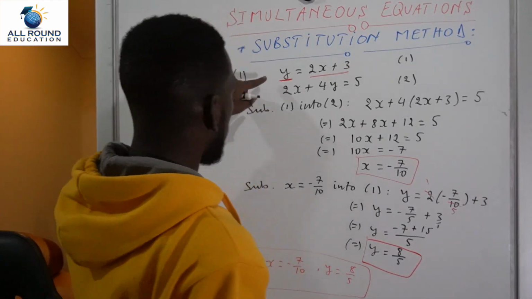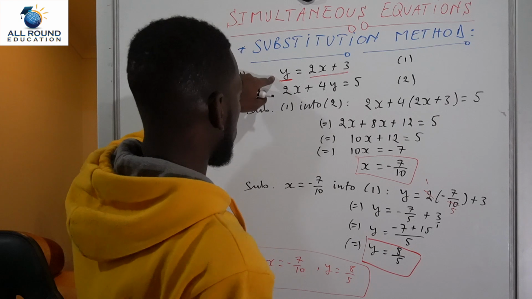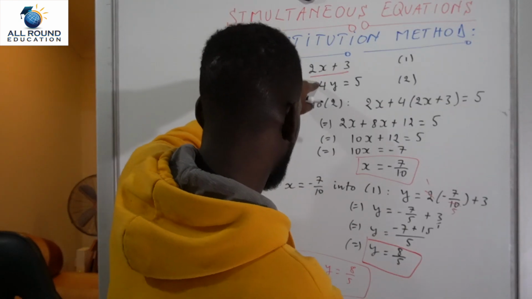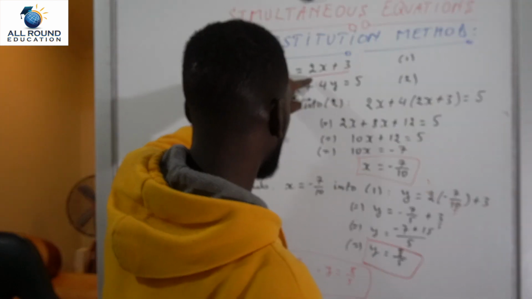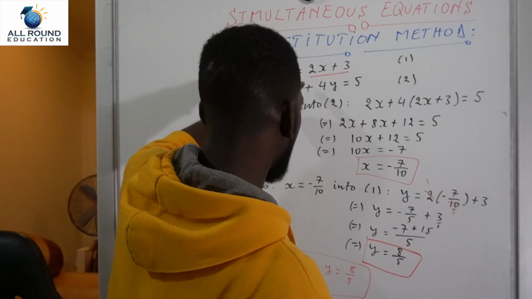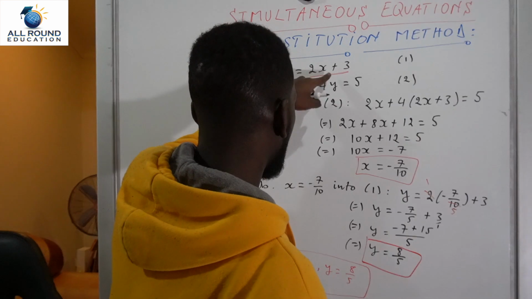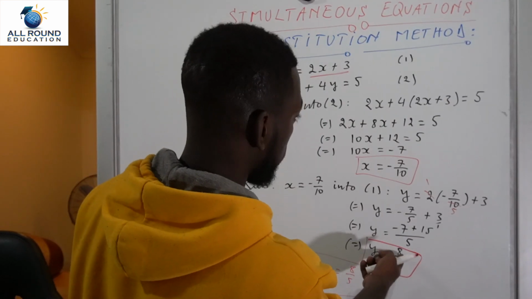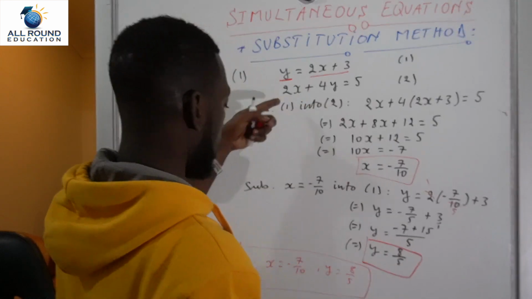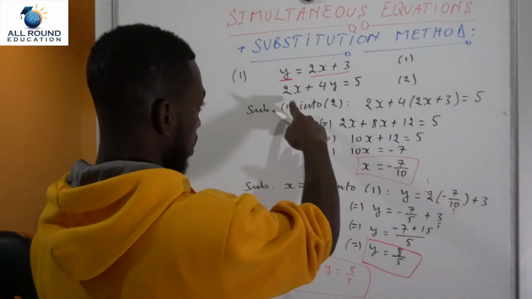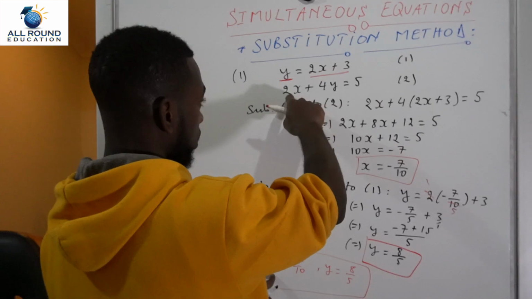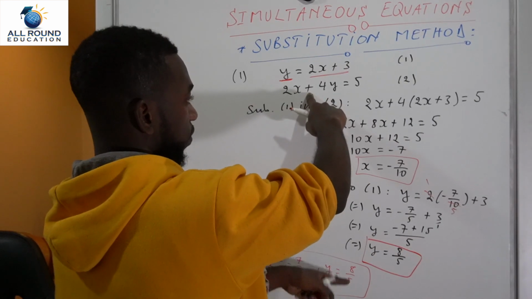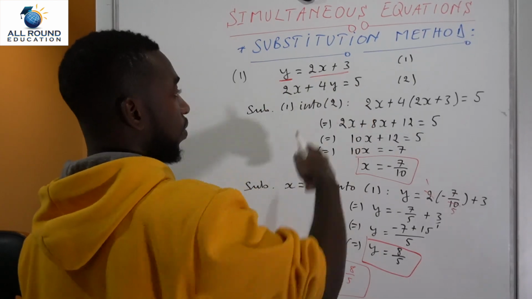For instance, 8 on 5 right here is equal to, as we saw, 2 times 7 on 10, right? 14 on 5, which is just 7 on 5, right? 7 on 5 plus 3 gives us 8 on 5. And you could do the same thing here, because if you take these two values, it will be 7 on 5 minus 7 on 5 plus 8, 32 on 5. When you add those two values, it should give you 5, right?